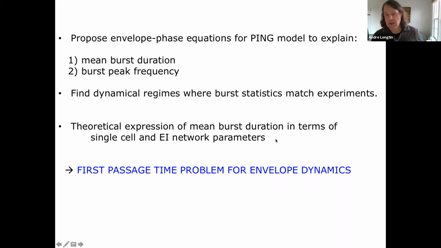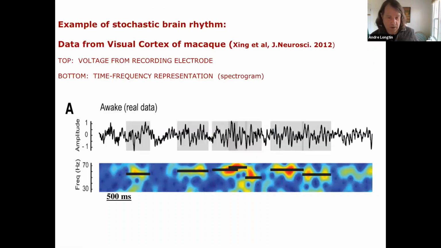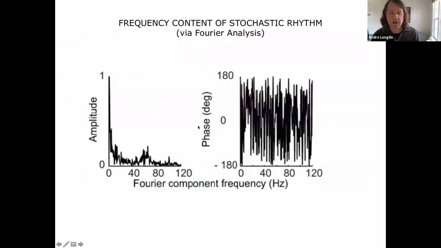We're going to look at theoretical expressions for the burst duration in terms of the parameters of the network. And interestingly, we can formulate this also as a first passage time problem for the envelope dynamics. In other words, if you look at the slow envelope here, the slow envelope is going up, and then it's coming back down. So this would be, how long does it take if you start low to go to a high envelope part again up here, right? So this is going to be formulated as a first passage time problem.